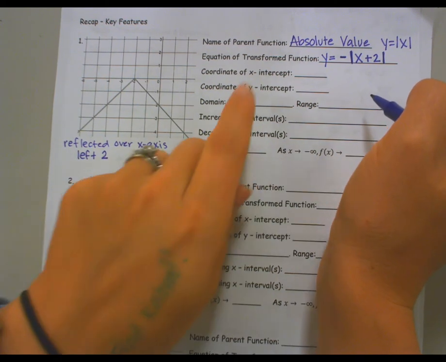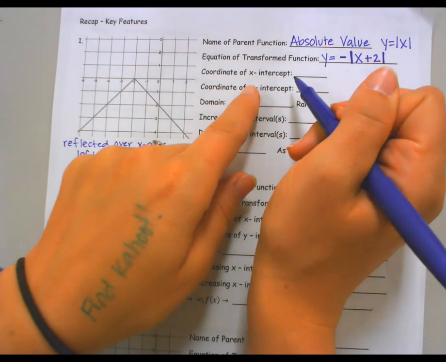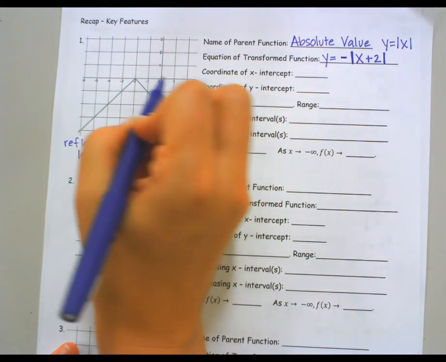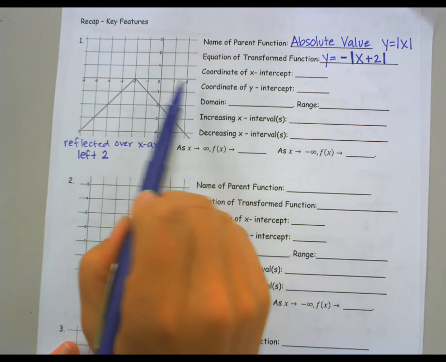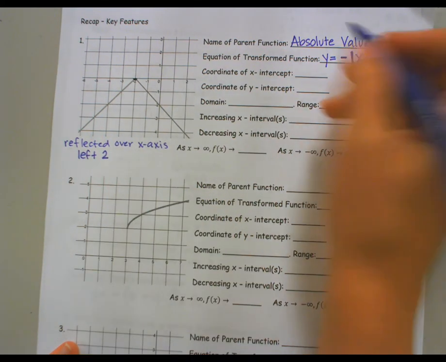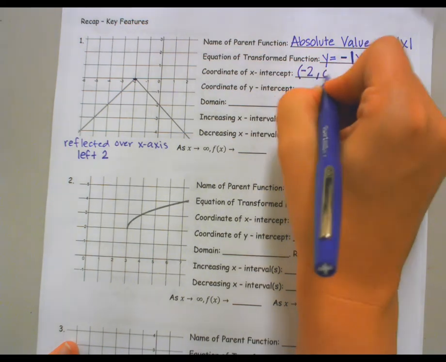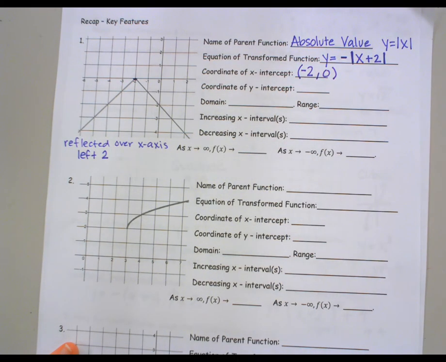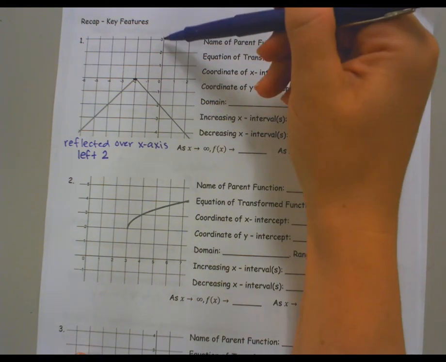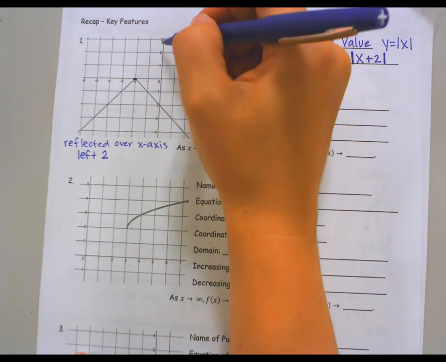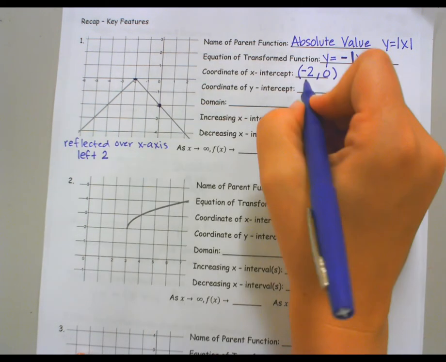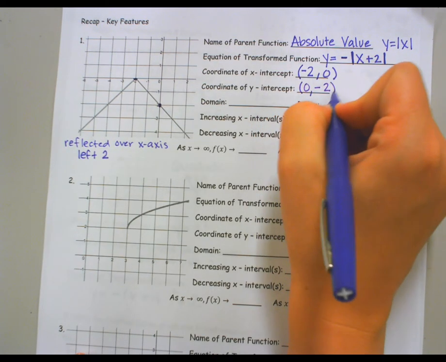Now when I look for the coordinates of the x-intercept, I'm looking where my graph crosses the x-axis. So this is my x-axis, and it crosses right here at this point. That ordered pair would be -2, 0, because we're going to write it as an ordered pair, a coordinate. Then when I look for my y-intercept, I look for where it crosses my y-axis. Going along the y-axis, it crosses here at -2. So that ordered pair is 0, -2.